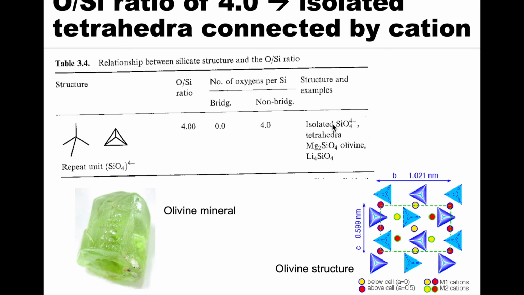If you're wondering how this type of structure happens, it happens because you have these tetrahedra and then you have isolated free ions in the structure that balance the charge. So we have a -4 charge here, so we have positive cations to balance out this charge. An example of this type of structure is olivine. This is the mineral olivine, and this is its structure, where we have these isolated tetrahedrons balanced by all these free cations in the structure.